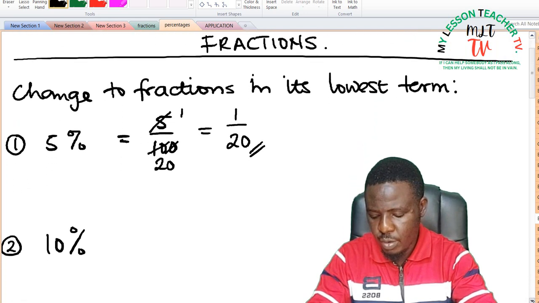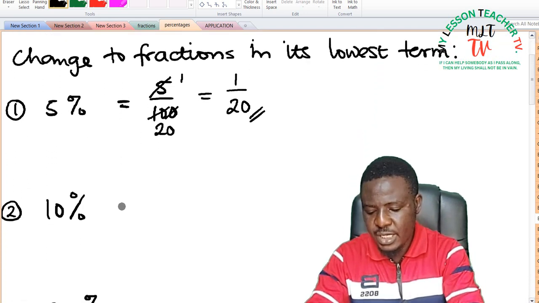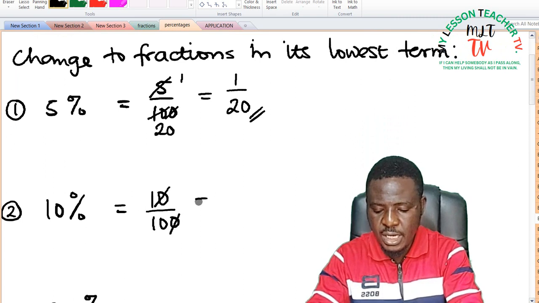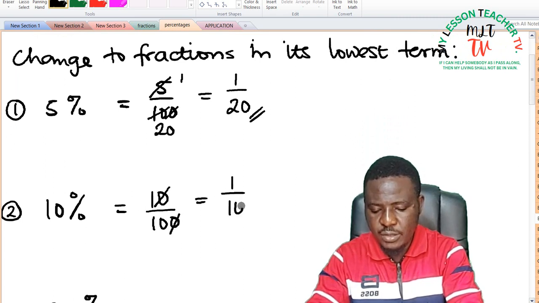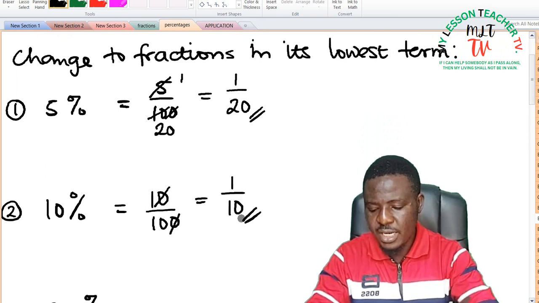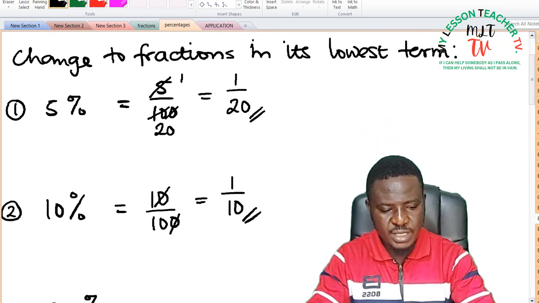Example 2, 10%. 10% is equal to 10 divided by 100, and 10 can divide both itself and 100, leaving us with 1 divided by 10. So 10% is said to be 1 over 10.